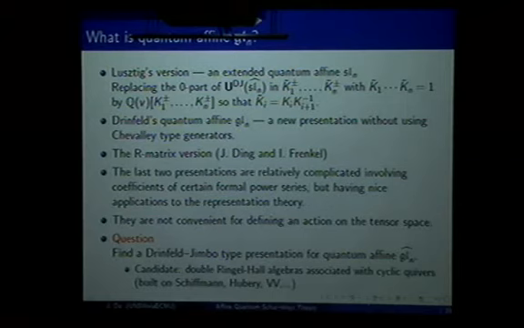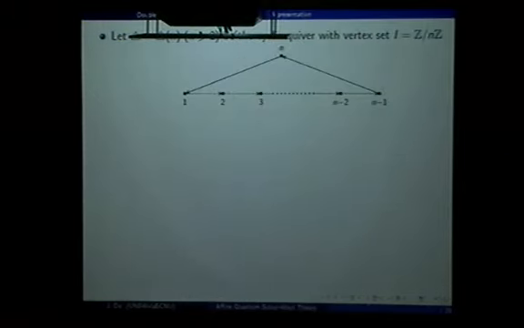So, the candidate: double linear Hall algebras associated with the cyclic quivers. So this is our starting point, built on Schiffmann, Hubery, and Visentin's work. Let me start with this definition. I start with the cyclic quiver. You see, that's a cyclic quiver, right? All arrows are in the cyclic direction, the same direction.